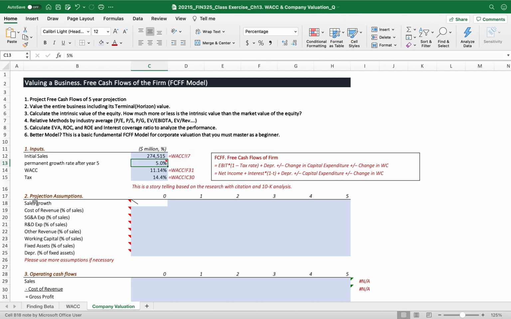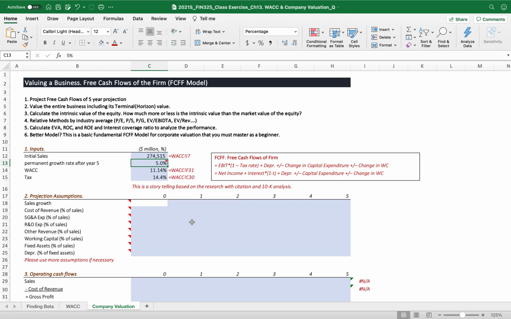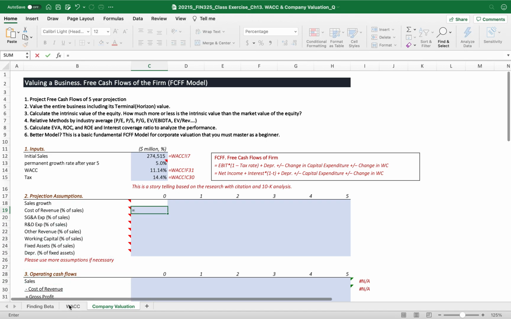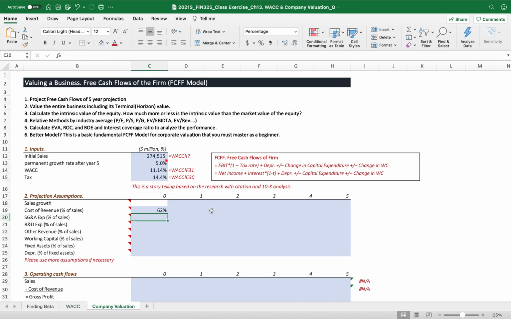Okay, project assumptions. As you can see, we have all the information based on percentages. Based on the percent, you can put a certain percentage of anything, asset or whatever, as long as you can explain. So year 0 means the last year. We don't need the sales growth from the recent financial statement; we are going to use the growth rate from year 1. So let's put the cost of revenue as a certain percentage of sales, using this information. Cost of revenue is 62%.